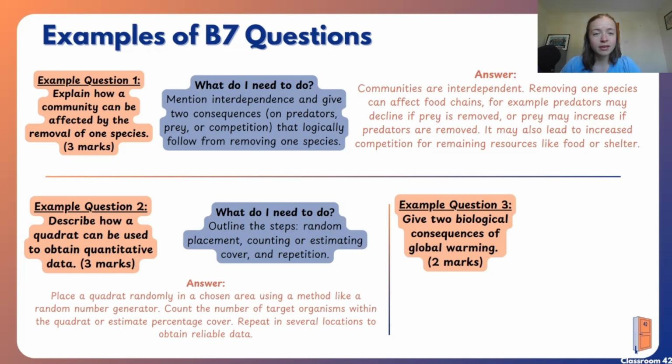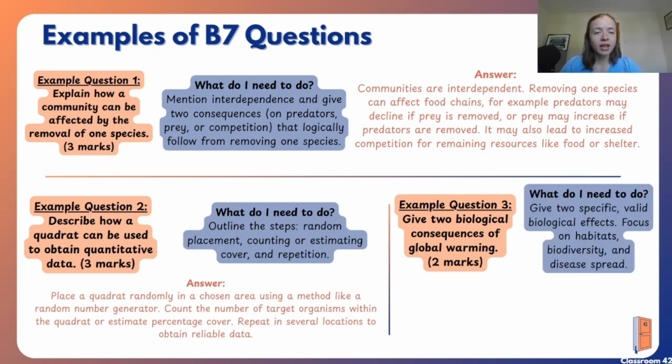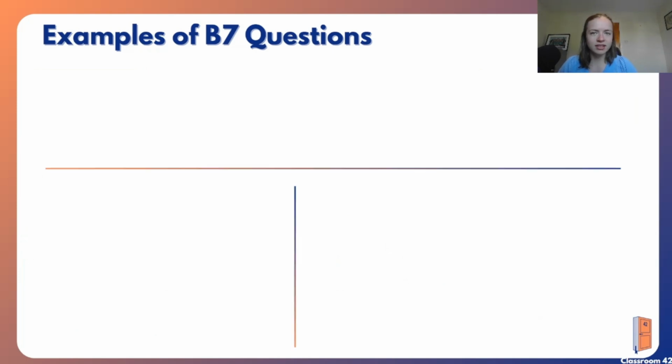Example question 3 is give 2 biological consequences of global warming. So here we want 2, again, specific and valid biological effects. So we want biological effects rather than societal or environmental. So here we want to be focusing on habitats, biodiversity, and potentially disease spread as well. So an example answer here, it would be quite a good one to put into bullet points just so you know you're making 2 points. So it could be the loss of habitats such as melting polar ice or the increased spread of diseases, and I've put there due to warmer climates.